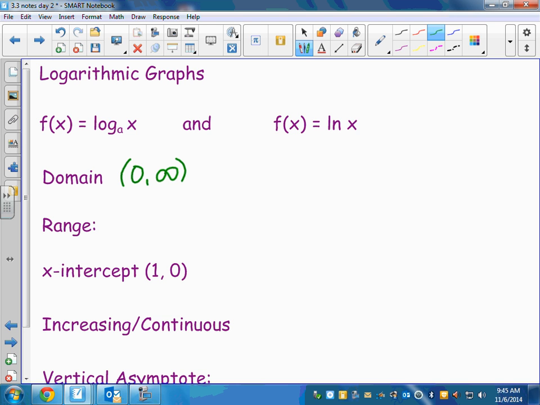And the range, if you think about those graphs we just graphed, it kind of looks like this. Although this goes up really slowly, it does eventually go up forever. This side goes down forever, so the range is all real numbers. If you go back and look at our domain and range for exponential functions, they have just switched, because that's the definition of an inverse. The domain and the range have switched places. That's why this graph has a vertical asymptote, while exponential graphs have a horizontal asymptote.